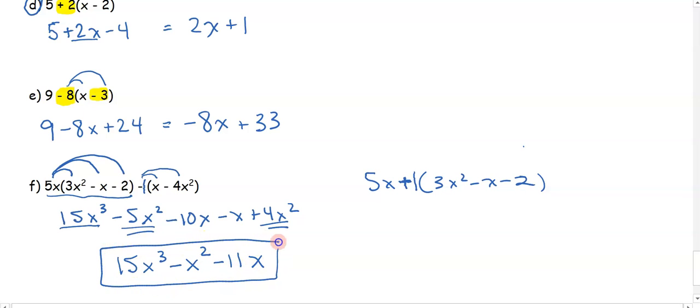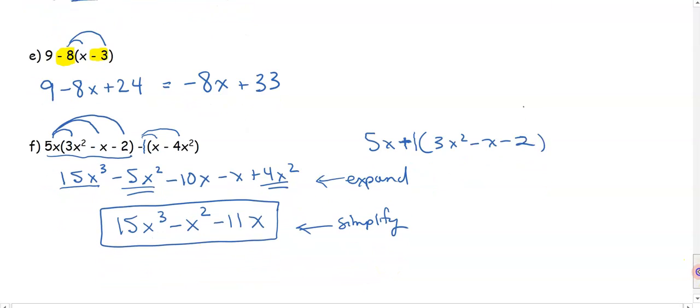That is expanded. Right, so the first step was my expand step. Expand means use your distributive law and get rid of all your brackets. And then my simplify step means to collect like terms. So when I say expand and simplify, this is what I'm looking for. A final answer written in descending or perhaps ascending order with all like terms collected.